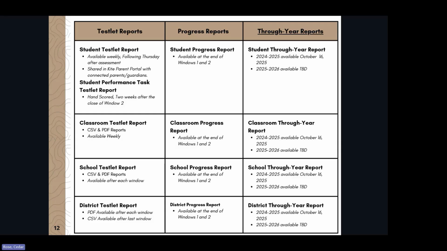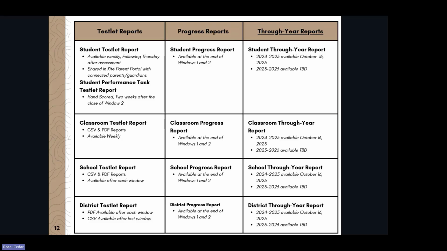The next report we're going to talk about is the through-year report. That report was our report that we just released on October 16th. That is the culmination of all of the testing that happened last year. So we took all of the testing that a student did throughout the year in math and ELA. We took that through the standard setting process, and through that we established those achievement levels. So after that process, we were able to establish those achievement levels. Each student was assigned that achievement level, and those are now available in the Kite Educator portal as well.